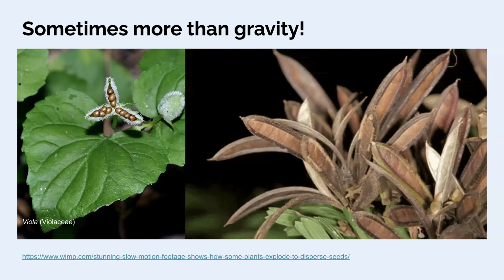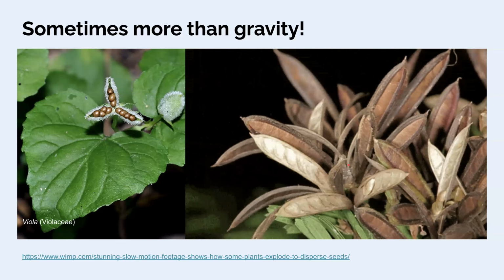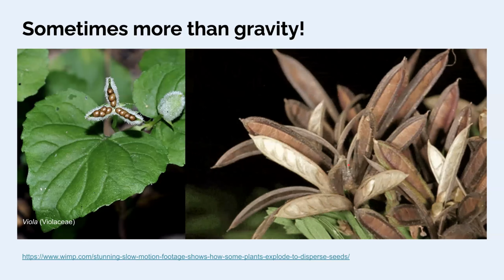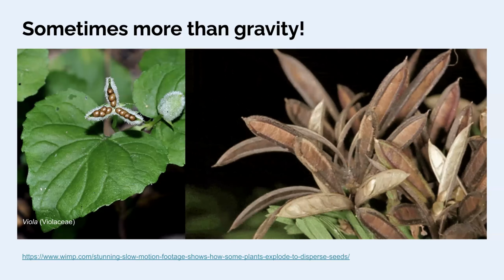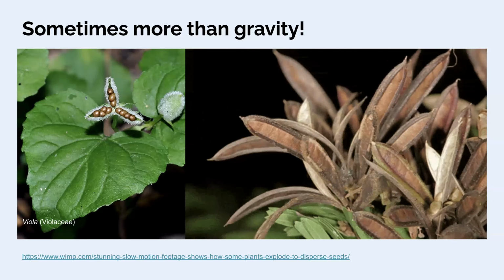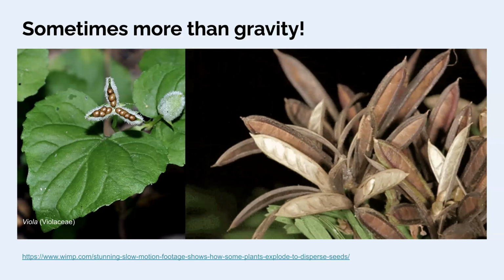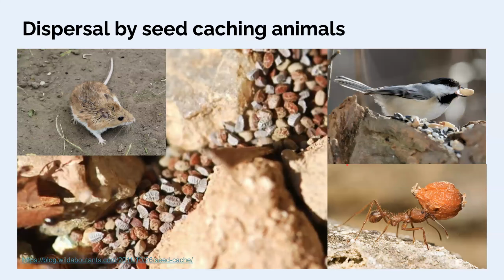And I've got a video of a different one here on the left, on the right. This one builds up pressure as it's drying, and then it finally kind of snaps open and shoots some seeds out. So sometimes, even though the fruits don't appear to be modified, they don't have wings or anything like that, sometimes they do this ejection seed dispersal.